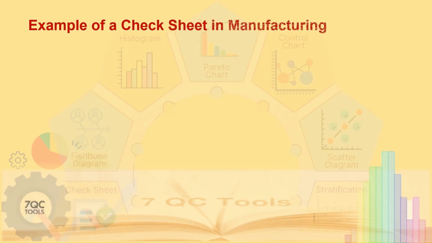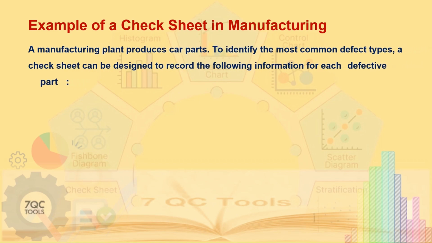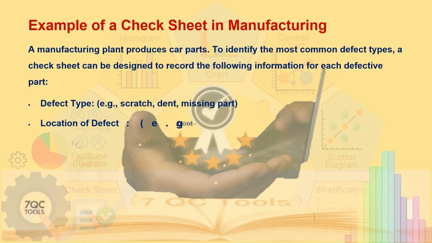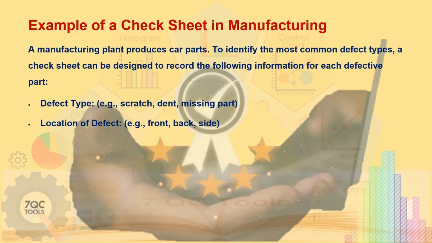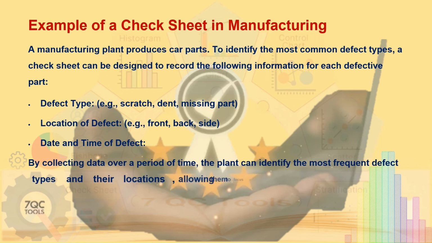A typical example of using a check sheet in manufacturing is shown on the screen. By collecting data of defect type, location of defect, and date and time of defect, the plant can find out the most frequent defects, their types, and their locations. This will enable the plant to decide and initiate corrective action for eliminating the defect in question.